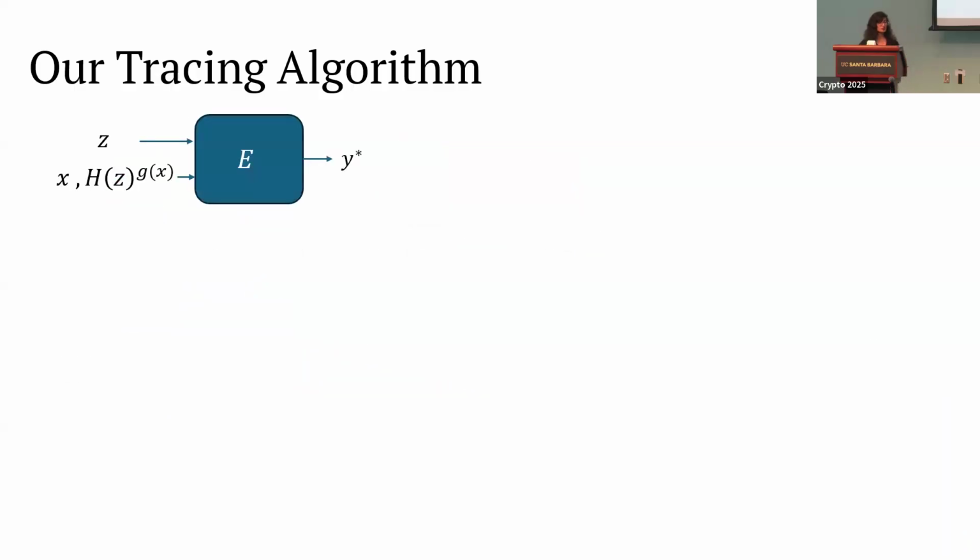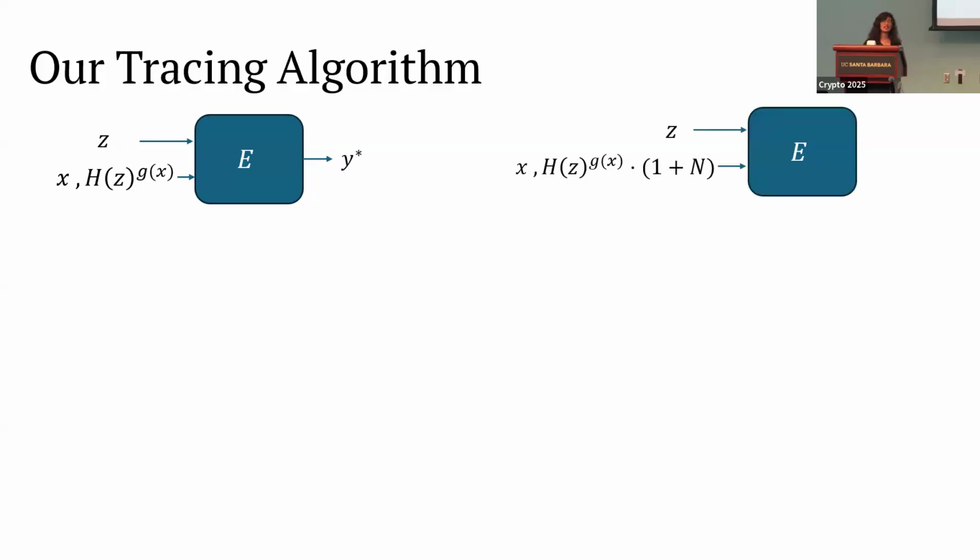Summarizing that here, so far what I've done is I've run the box once with these inputs and I've gotten some value y star. Now here's the key trick that we will use to trace. We will run the box again, but with slightly different inputs. The second time I run the box, I'll use the same z as before. I'll use the same x as before, but now the evaluation share will be hash of z to the power g of x multiplied by 1 plus n. Here we'll be using the fact that the discrete log is easy with respect to 1 plus n. Let's say when I run the box with these inputs, I get some value y star 1.